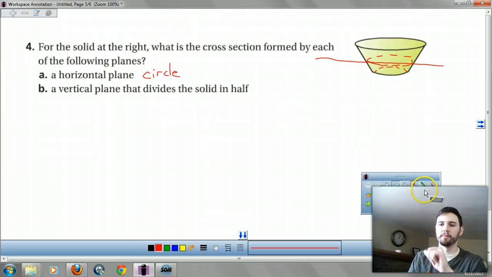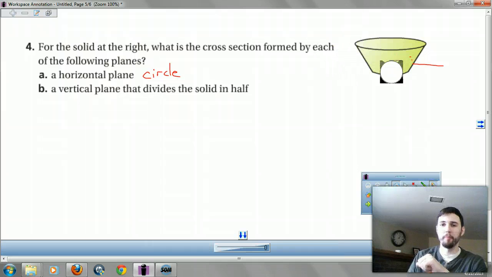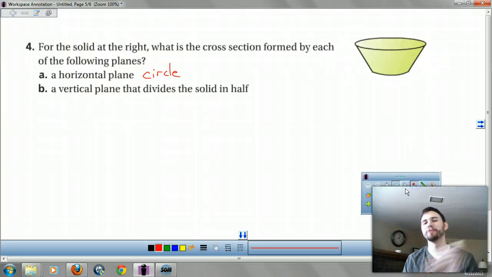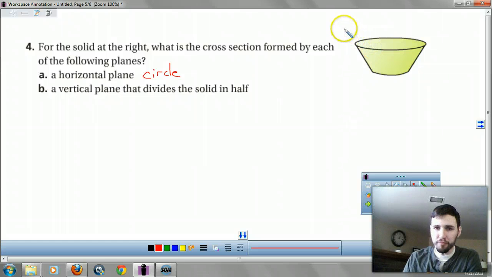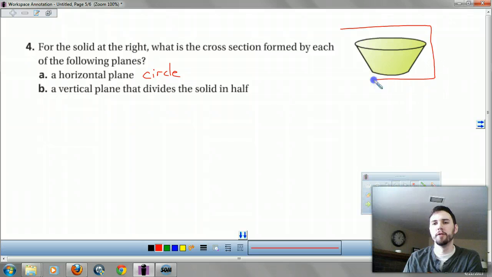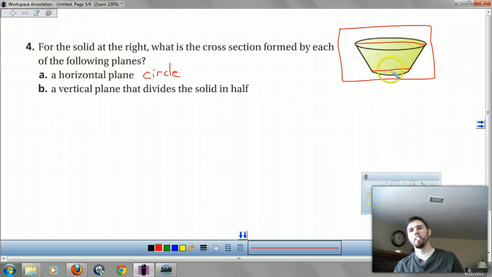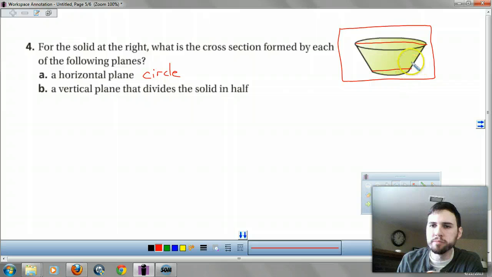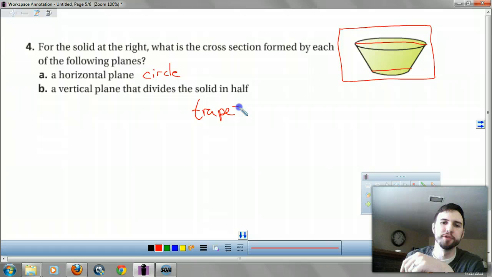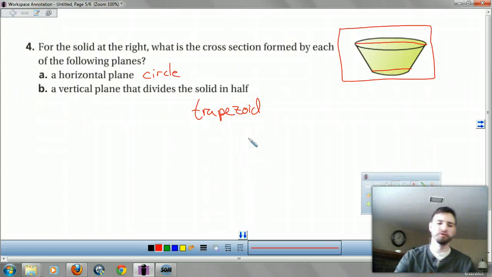The next one's the tough one. I gotta eat the cheese now, guys. I'm not gonna waste it. If we draw a vertical plane and we cut this guy in half, what shape do we make? Well, look at it. What kind of shape is that? It's a trapezoid. Okay, I got through this one. I love cheese.